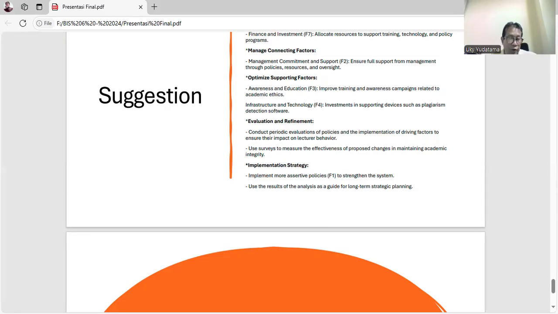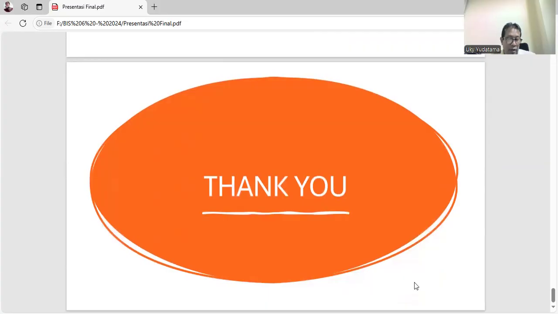Implementation strategy: introduce more assertive policy, F1, aimed at fortifying the academic integrity system across the university. The results from this analysis serve as a strategic guide for long-term planning and decision-making to strengthen the overall framework for maintaining integrity in higher education. These steps aim to create a sustainable academic environment where integrity is a fundamental component supported by robust policies, management, and technology infrastructure.